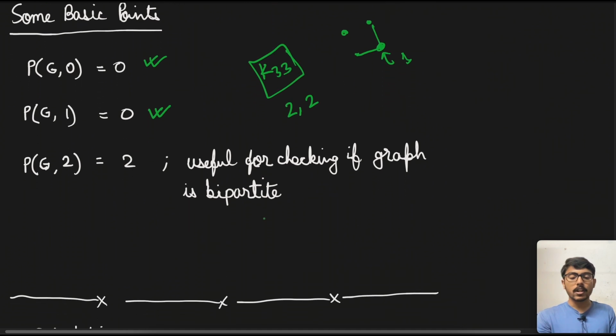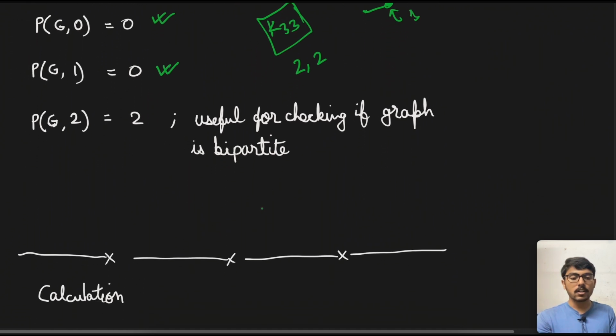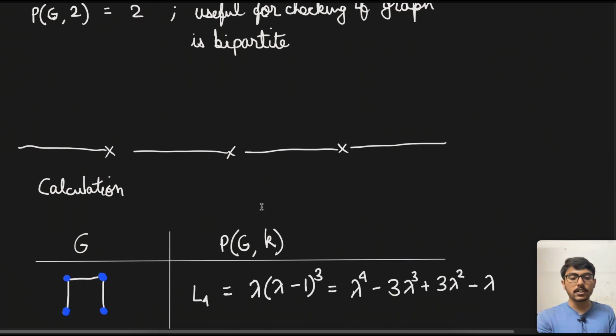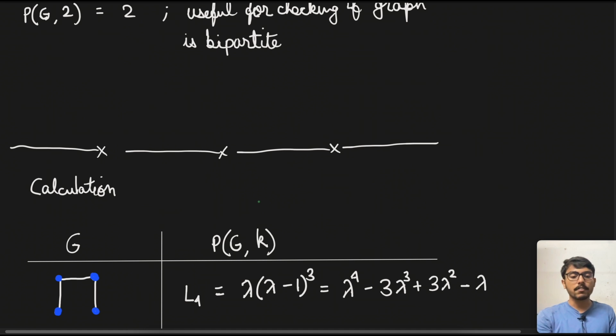Okay, now we come to the actual calculation part. In the calculation part, what we were given is basically to find 6 different types of graphs and make the chromatic polynomial out of them. So let's see the first one. This is basically the first graph. You can see this is a simple graph, and in this we have this P(G, λ).